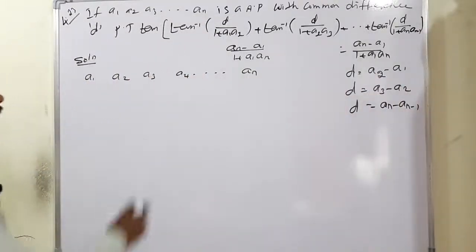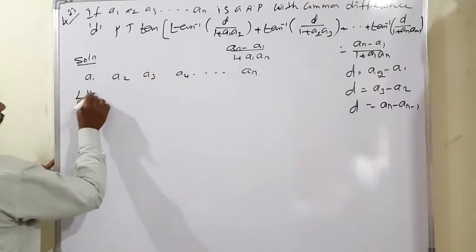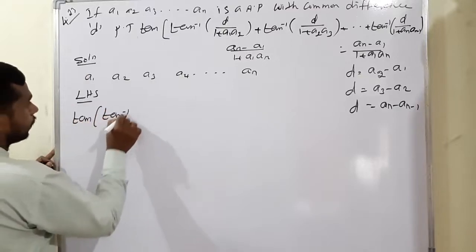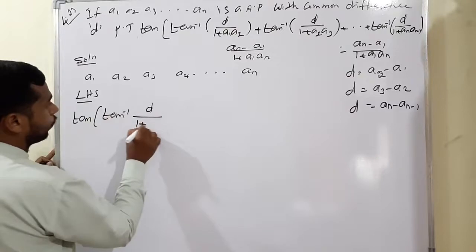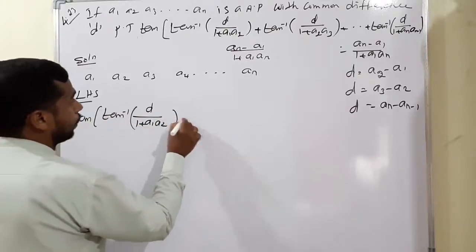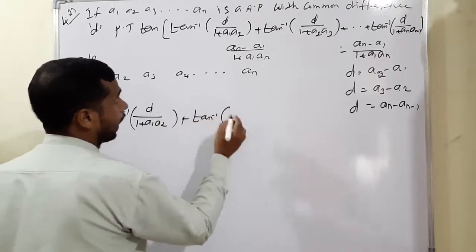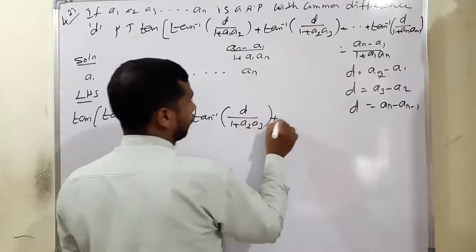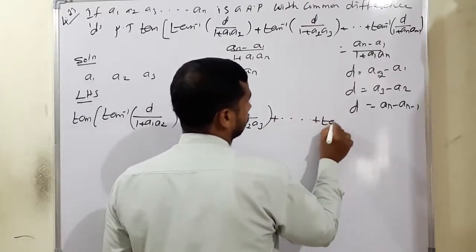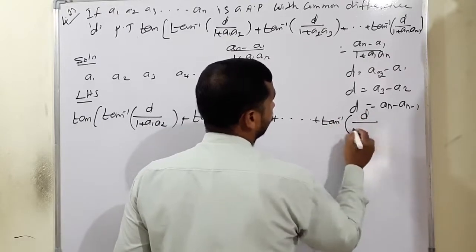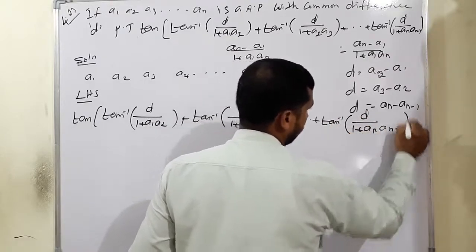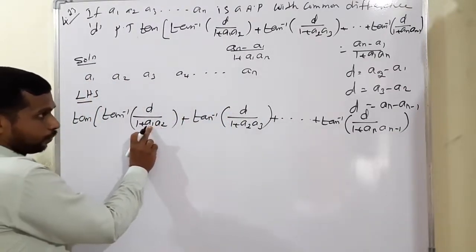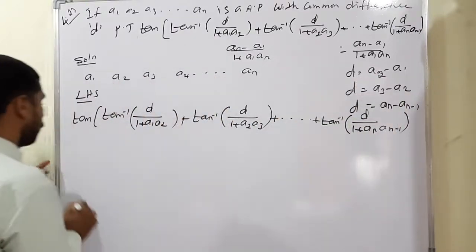Moving to LHS, the prove-that part. So LHS, what is the value? Tan inverse D over 1 plus a1 into a2, plus tan inverse D over 1 plus a2 and a3, plus tan inverse D over 1 plus an into an minus 1. Instead of D, we can apply the difference between second and first. What is the meaning? D is equal to a2 minus a1.